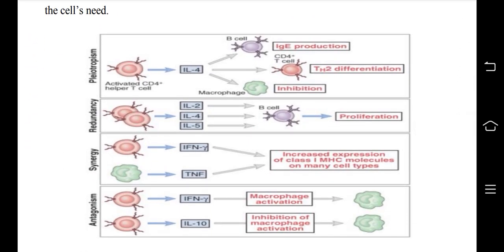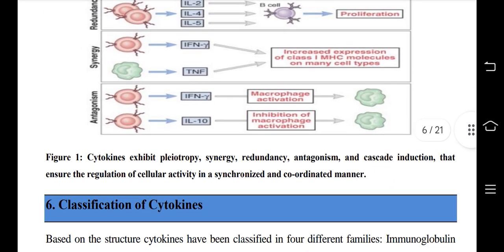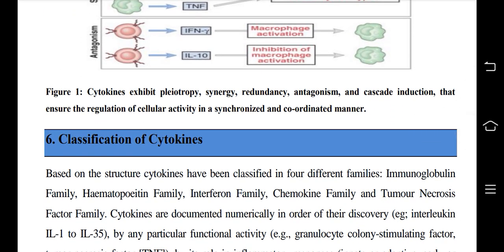Pleiotropism: activated CD4+ helper T cell, IL-4, B cell, IgE production, CD4 T cell Th2 differentiation, macrophage inhibition. Then redundancy: IL-2, IL-4, IL-5, B cell proliferation. Synergy: IFN-gamma, TNF, increased expression of class 1 MHC molecules on many cell types. Then antagonism: IFN-alpha, IL-10, macrophage activation, inhibition of macrophage activation by IL-10. Cytokines exhibit pleiotropy, synergy, redundancy, antagonism, and cascade induction that ensure the regulation of cellular activity in a synchronized and coordinated manner.